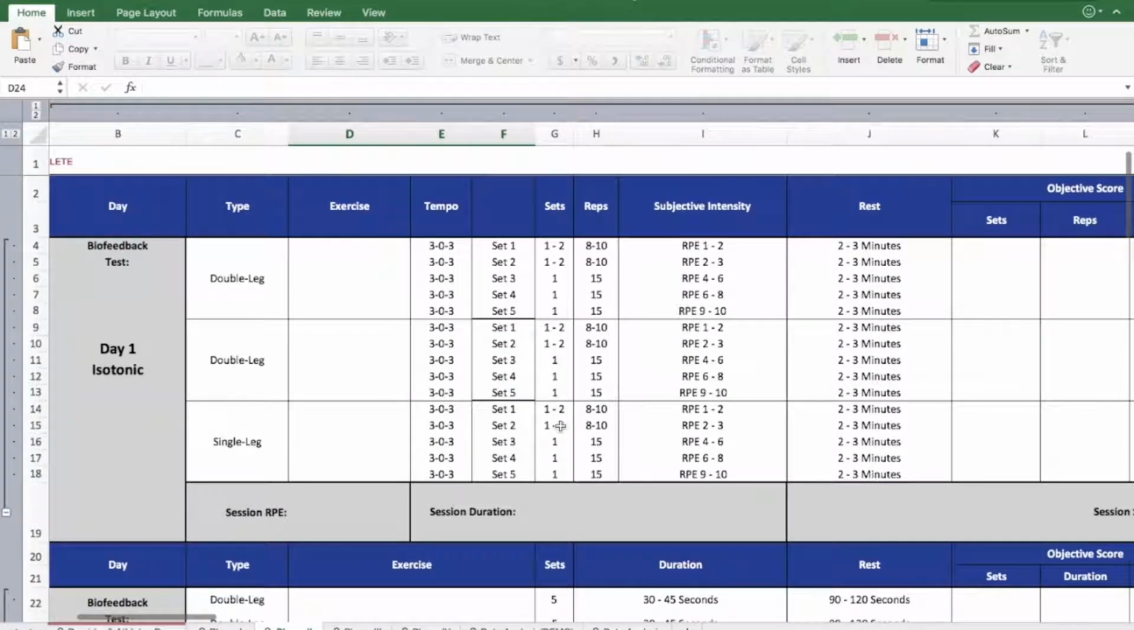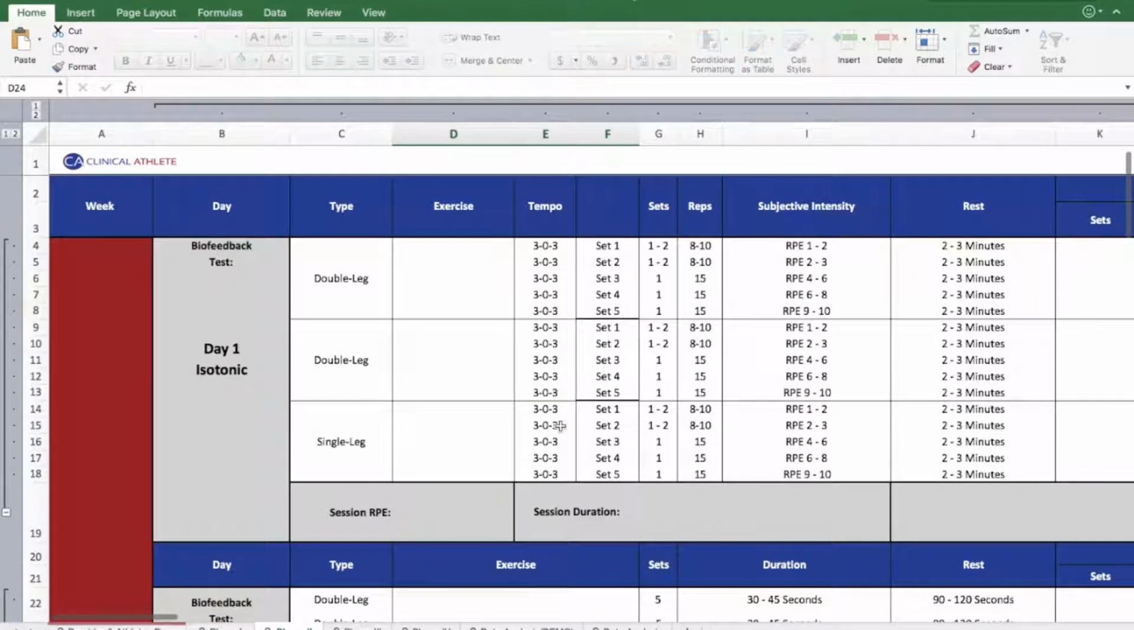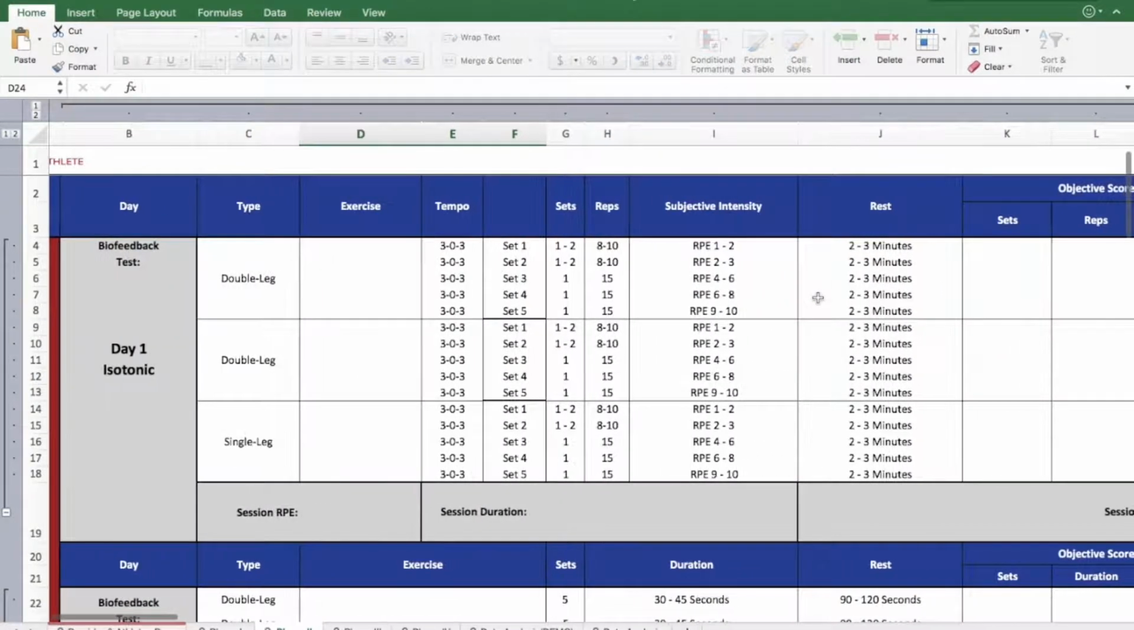On phase 2, we have day 1 as the isotonic lifts, where we've selected our double leg or our single leg exercises. We have the tempo listed out, the number of sets you're supposed to be completing, as well as the repetitions, and the recommended subjective intensity with RPE.